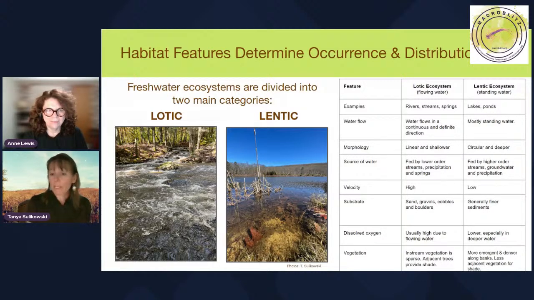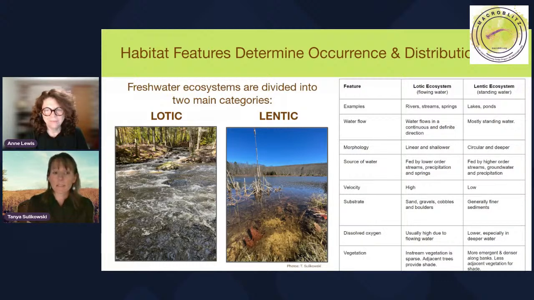And as we said before, in-stream vegetation is a little sparser in a lotic system because the water's moving fast and it's harder for plants to take root. So you might not find a lot of aquatic vegetation there unless you're sampling those little still areas along the sides. And then adjacent trees provide shade. So again, we'll probably have cooler water temperature in our lotic systems.